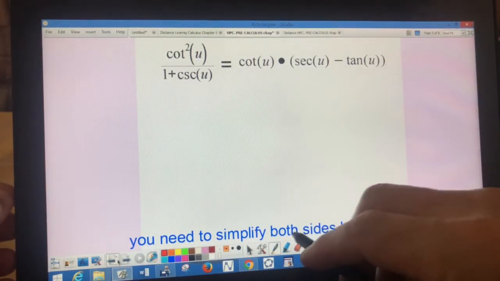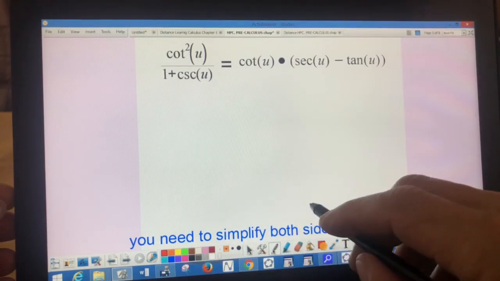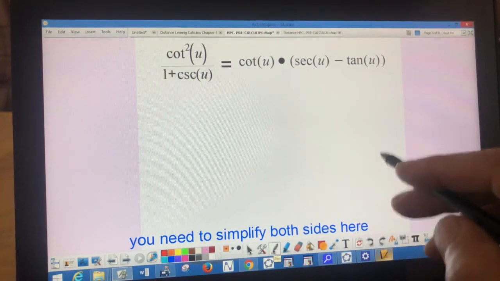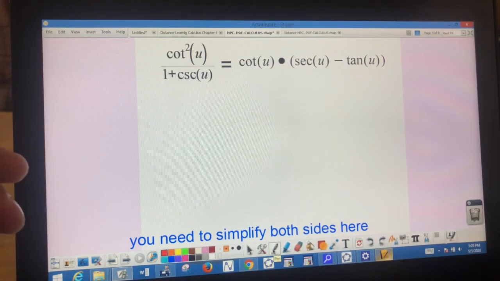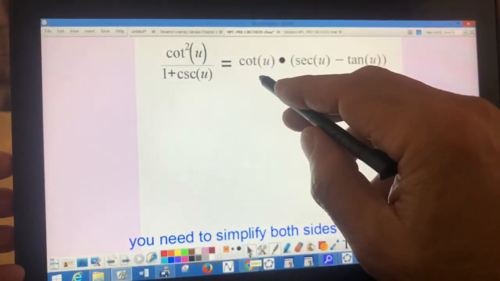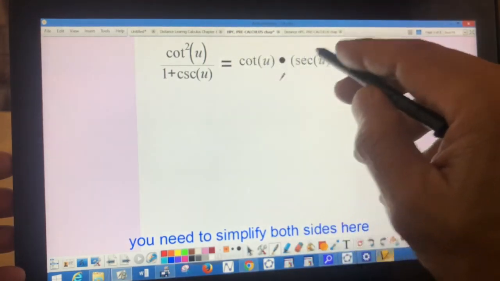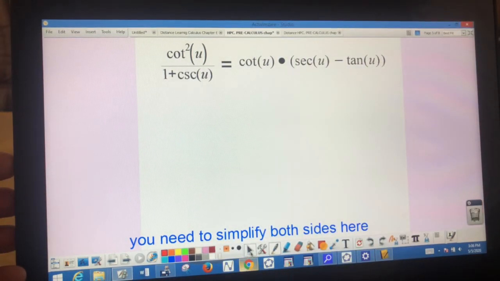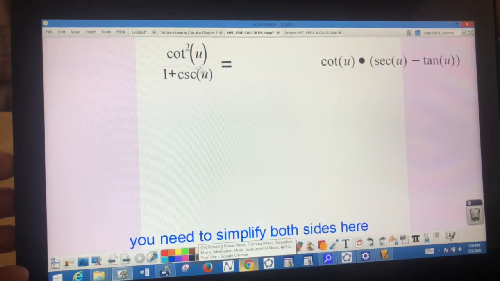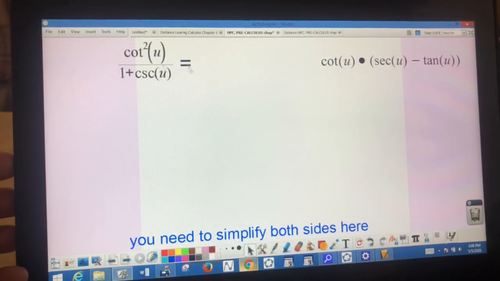And I know some of you guys don't have your textbooks. So problems like this, you probably have to work on both sides. Okay? You need to simplify both sides. I made myself a note here. So what you do is, I can work on the left side and then the right side. So I'm going to kind of part this from each other for now. So I'm going to work on this side and see what I get. And then later I'm going to work on that side and see what I get.